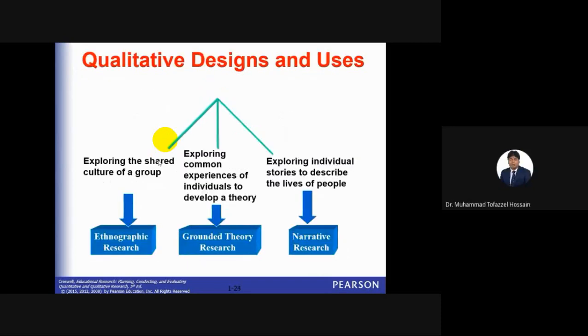Okay, then qualitative designs and uses, quantitative design, or both.